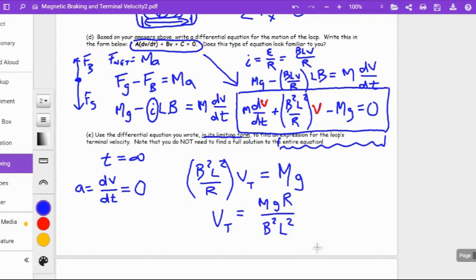But you should think about the physicality of the different things. If the loop weighs a lot, it's going to have a very fast final speed. If the magnetic field is very weak, it'll have a fast terminal speed. If the loop is very narrow, it'll have a fast terminal speed. And then the weird one is the resistance. If the loop has a high resistance, if R is big, it'll also reach a fast terminal velocity. And think about why that might be. If you have a high resistance, that means that the loop is not inducing a lot of current, and so there isn't going to be a lot of pushback.